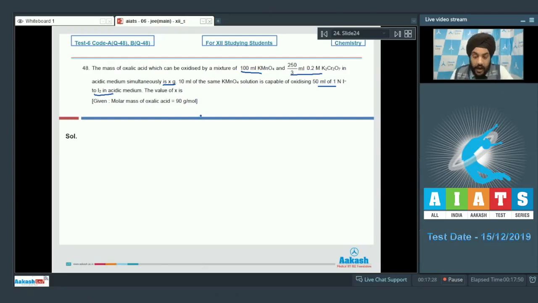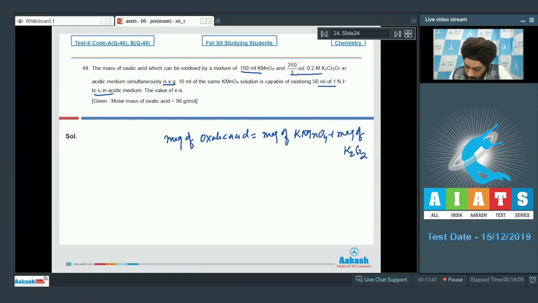So students, if we talk about the law of equivalence, we are going to have the milliequivalents of oxalic acid equal to MEQ of KMnO4 plus the MEQ of K2Cr2O7. The molarity of KMnO4 has not been given to us, students. We have to figure it out from the second reaction. So we can just put the values in here. If we assume the millimoles to be N, so N into 2 shall be equal to MEQ of KMnO4. So it is 100 into molarity, let us assume it to be M, into 5 plus the MEQ of K2Cr2O7.